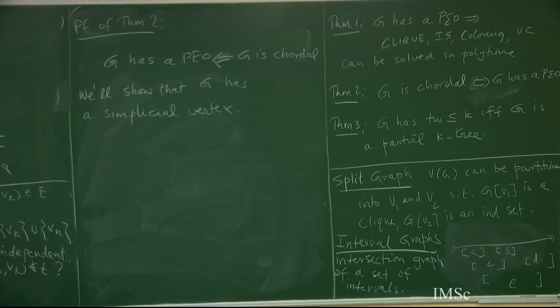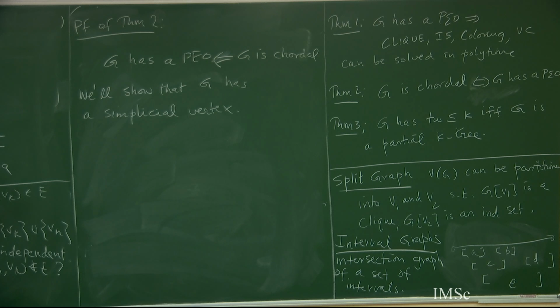Is that enough? I have to give you a simplicial ordering, but I am just saying it is enough to show that G has a simplicial vertex. Why is it enough? Because of the definition, right? No chordless cycle of large length. So how will I use the simplicial vertex?